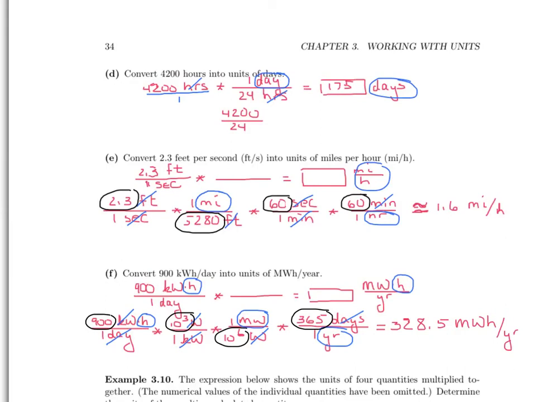per year. So what we have shown through this calculation is that if a person's daily energy consumption were 900 kilowatt hours a day, this would translate into an annual energy consumption of 328.5 megawatt hours of energy over the course of a year. Okay.